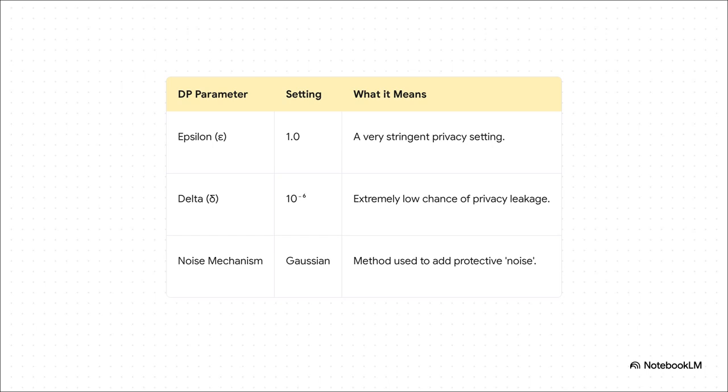First, they locked down the privacy side of things. That epsilon value of 1.0, that is a very, very strict privacy budget. It means very little information leakage is allowed. And that delta setting, that means there is only a 1 in a million chance that the privacy guarantee could possibly fail. So in short, this isn't guesswork. It's a formal, mathematical fortress that they built around the original data.